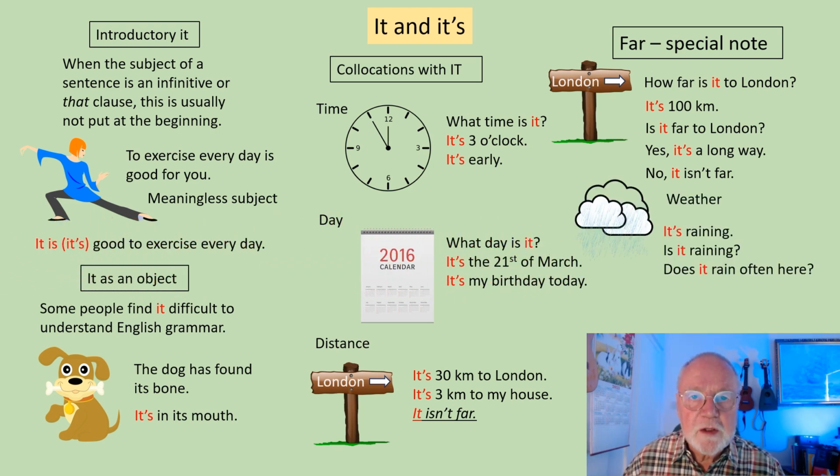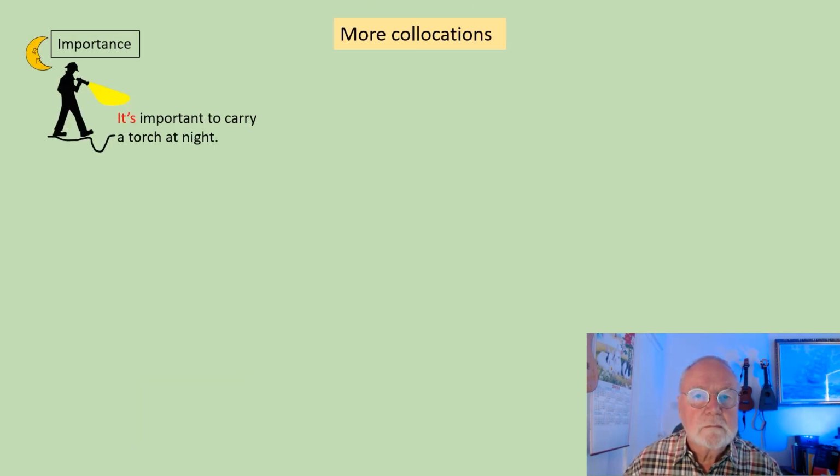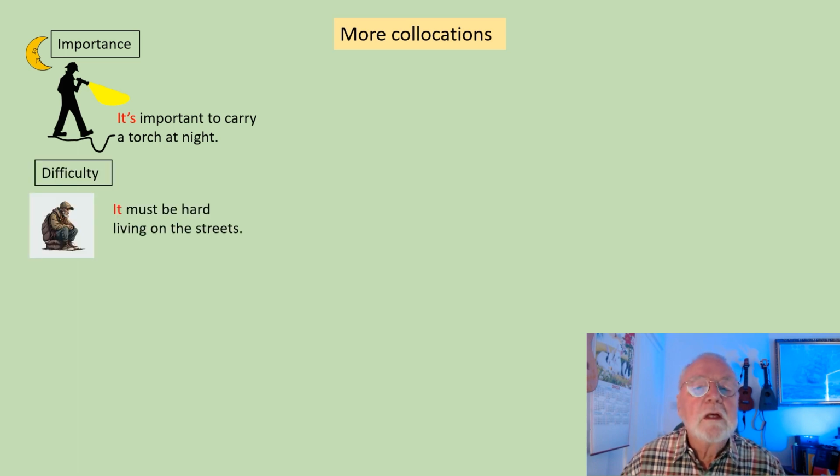And it is very useful for the weather. It's raining. Is it raining? Does it rain often here? Now here's some more collocations just to show you how widespread it is in the English language. When we're talking about the importance of something, it's important to carry a torch at night. If something is difficult, it must be hard living on the streets. It's difficult to do that.